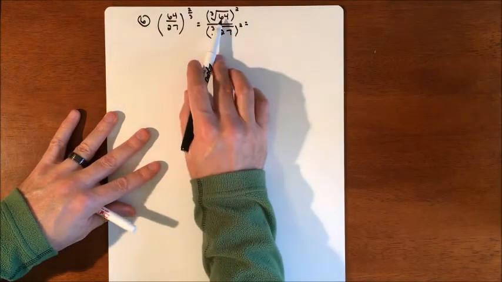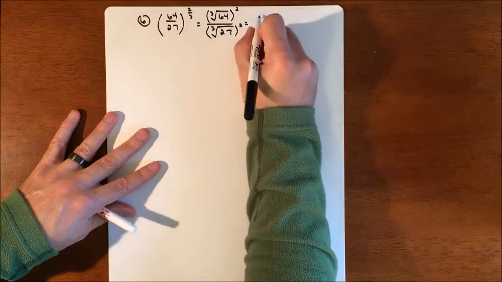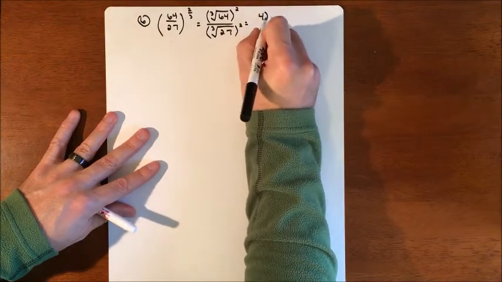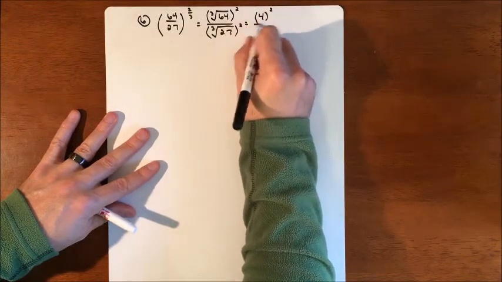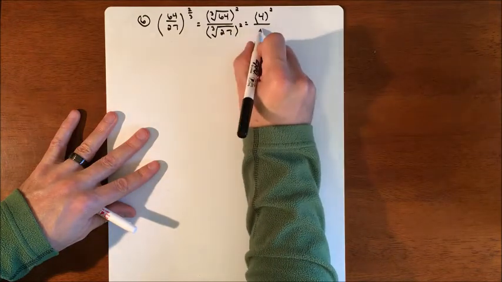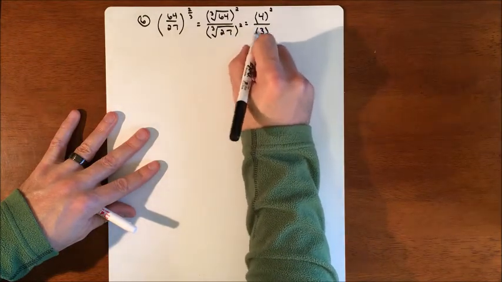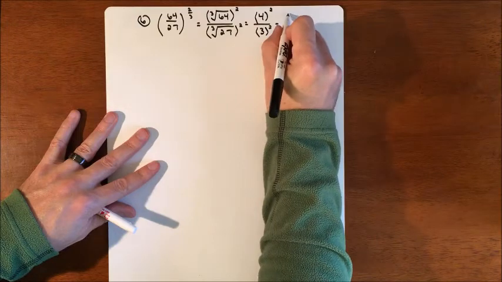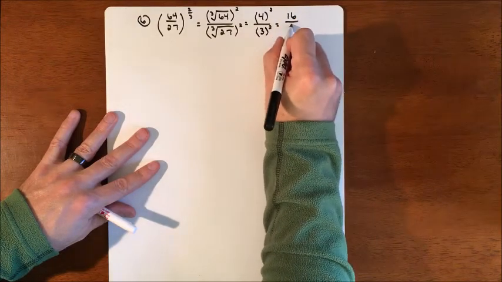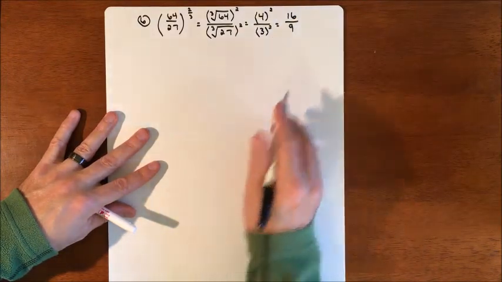So the cube root of 64 will give us 4. And then we'll square that value. Cube root of 27 is 3. And we'll square that value. So that'll get us 16 over 9. And that's it.